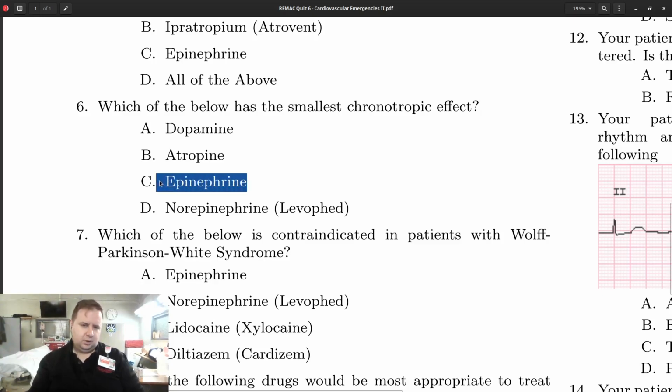Okay, so then epi. Well, we saw epi earlier as a potential positive chronotrope in patients with third-degree heart block. And yeah, epi does have positive chronotropy across all levels of the heart. So it's going to increase the firing rate of the atria, increase conductivity through the AV node, and increase the firing rate of the ventricles. So epinephrine as well absolutely does have a fairly strong chronotropic effect.